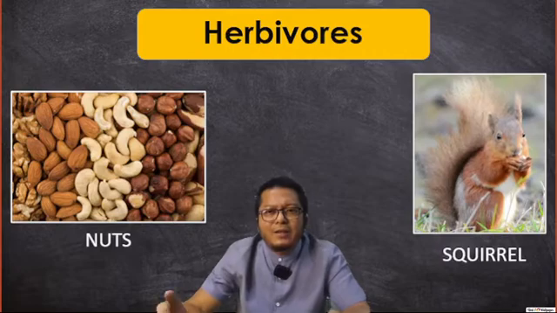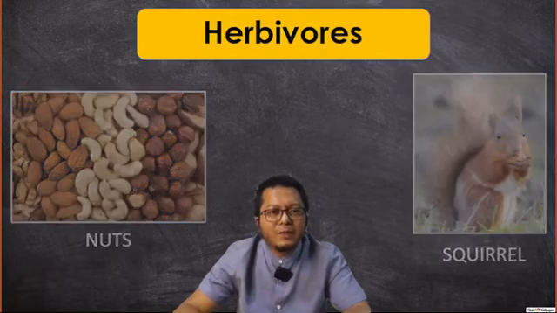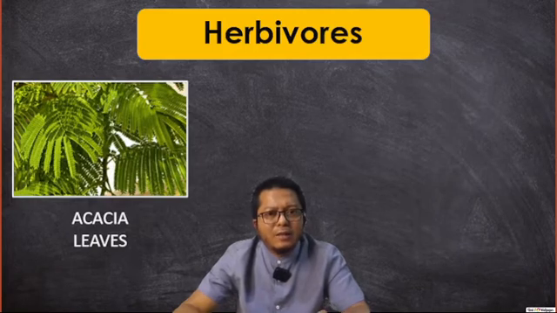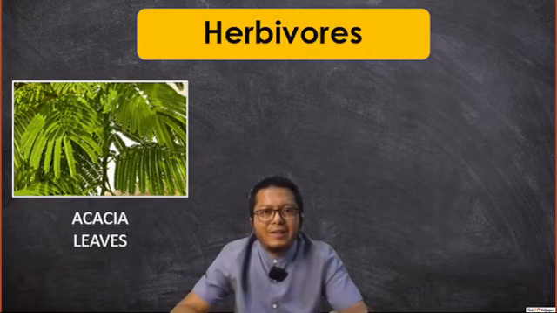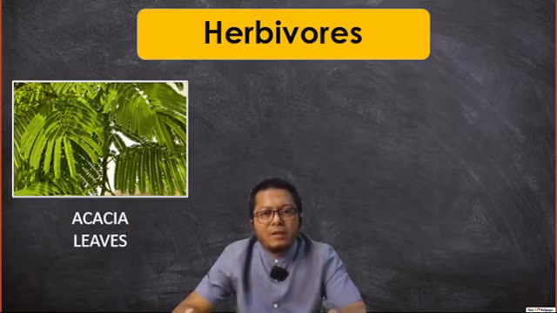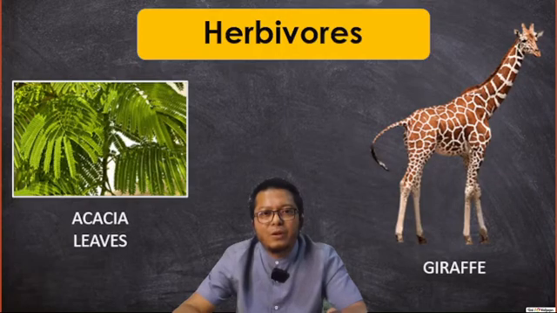But then in your book, squirrel loves to eat nuts. Next, acacia leaves. Acacia leaves come from the acacia plant, and this animal loves to eat acacia leaves. This plant is very tall, very high, and very hard to reach, except for this animal, which is a giraffe.